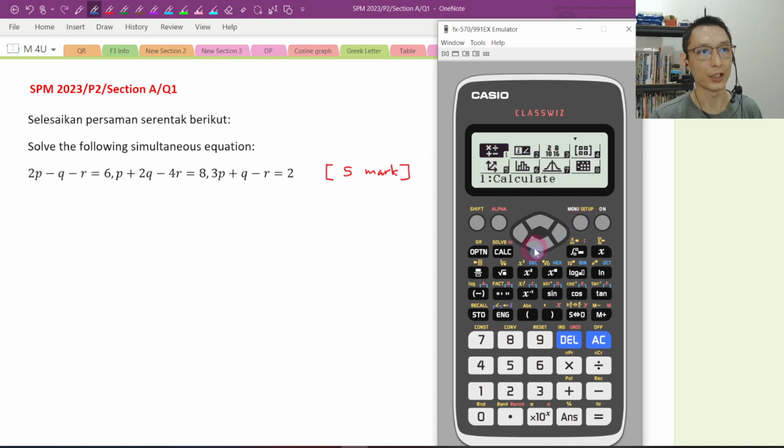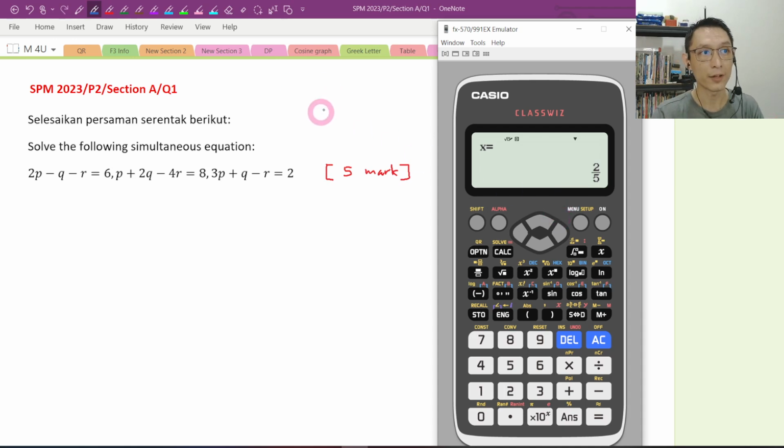So press menu and then go for equation, simultaneous equation, three variable. Key in all this: 2, -1, -1, 6. Okay, and the coefficients for the second equation: 1, 2, -4, 8. Okay, do the same thing for the third equation: 3, 1, -1, and 2. Okay, and then write down all the answers given by your calculator.